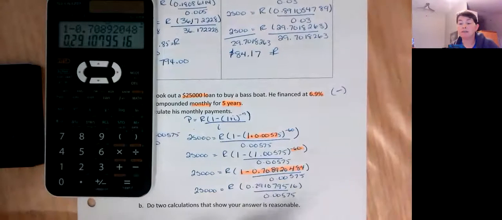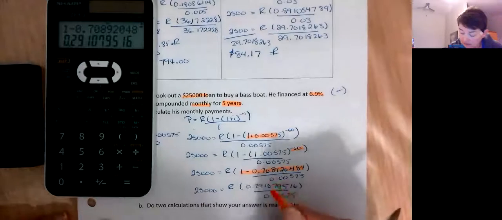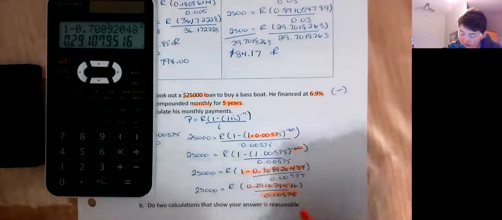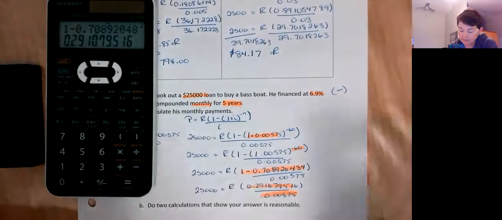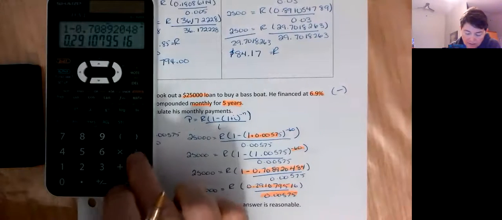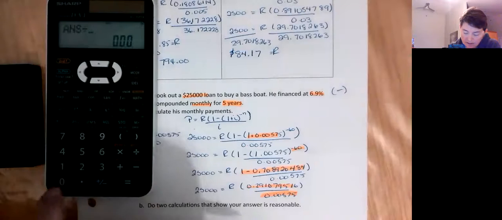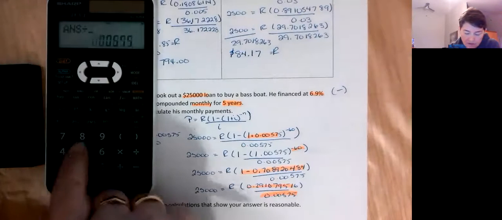So as always, what we're trying to do is simplify one side as much as we can. So we are almost done. So now we're going to do this division stuff. So I can still have my answer in my calculator, divide by 0.00575.